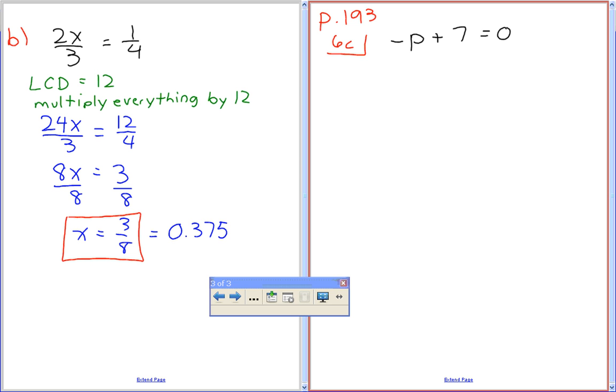What's the first step in algebra here to solve it for p, please? Yeah, Julie, go ahead. Do minus 7 on the other side. Good, okay. So I'm just going to call that then negative p equals 0 minus 7. I'm just going to call that negative 7.